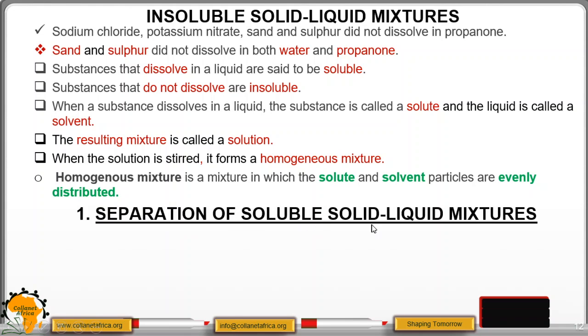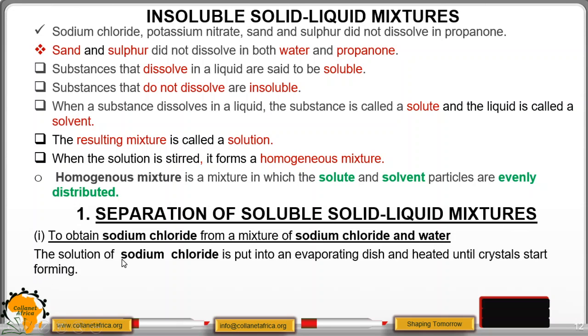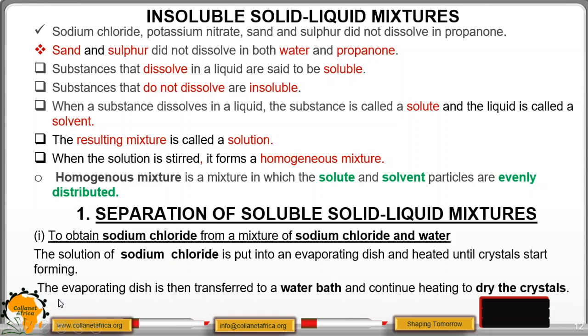Separation of soluble solid-liquid mixtures. To obtain sodium chloride from a mixture of sodium chloride and water. In this case, sodium chloride is soluble and water is a liquid which dissolves the sodium chloride. Here we have the solute, and water is the solvent. The solution of sodium chloride is put in an evaporating dish and heated until crystals start forming. The evaporating dish is then transferred to a water bath and heating continues to dry the crystals.